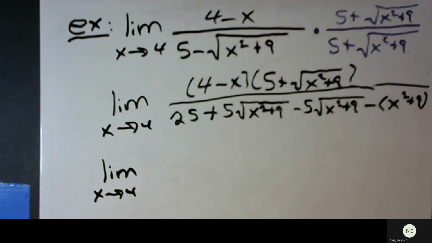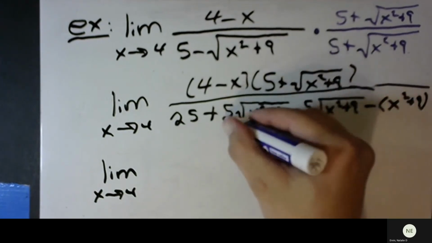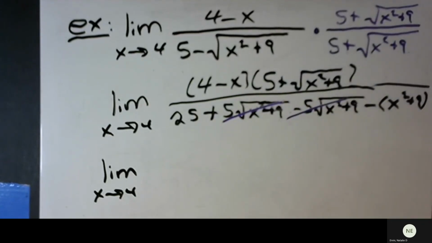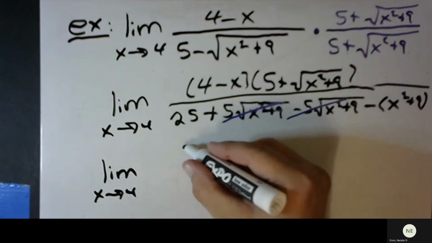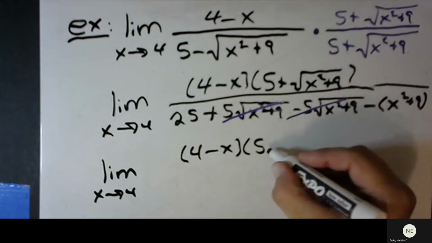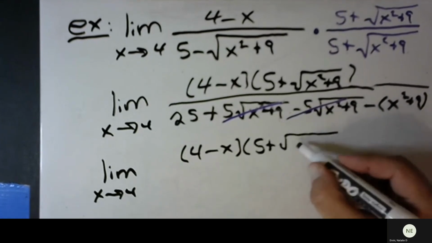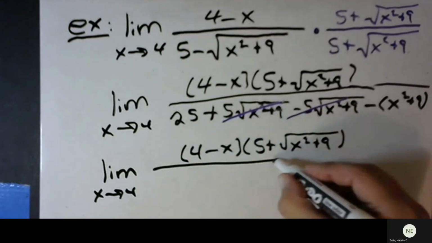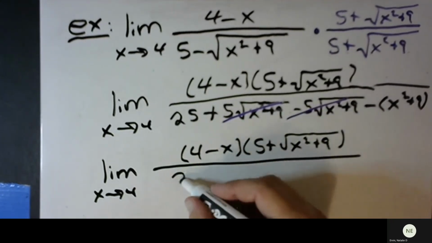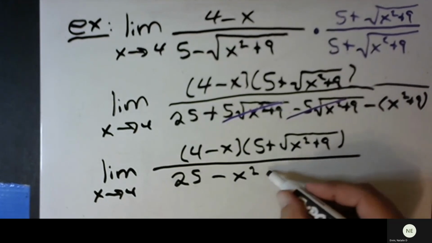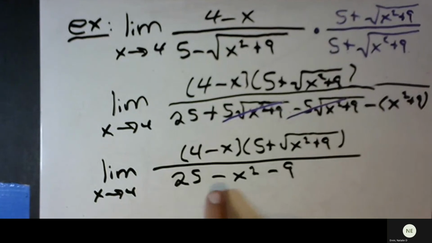So looking at the bottom here, these are going to cancel, the plus 5, the minus 5. So we have 4 minus x. So we've only FOILed the bottom. And this will be 25 minus x squared minus 9. And then 25 minus 9. Well, that's going to be 16.